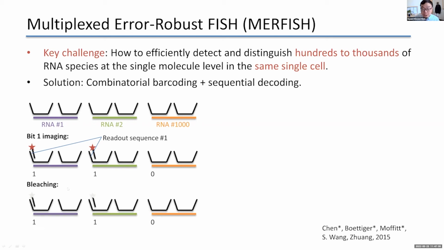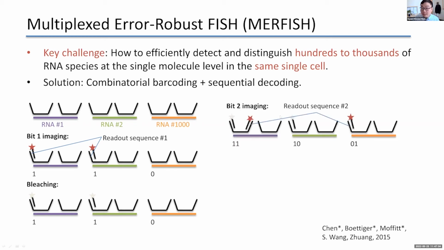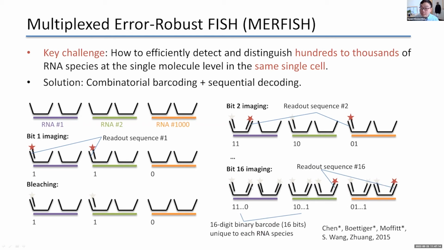And then upon photobleaching or other ways to remove the signal, one can apply another secondary probe that reads out the second digit in this barcode. This procedure can be performed over and over again until all the digits in this barcode are read out. And by design, these different barcodes are associated with different RNA species, so we can distinguish the species identity of all the observed RNA molecules.